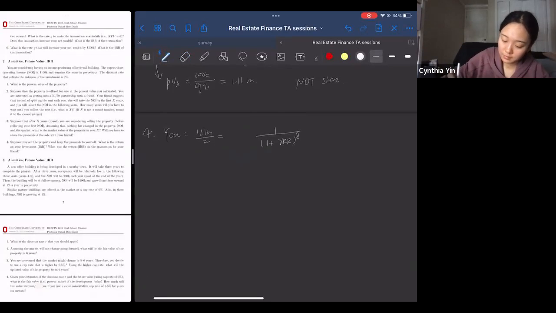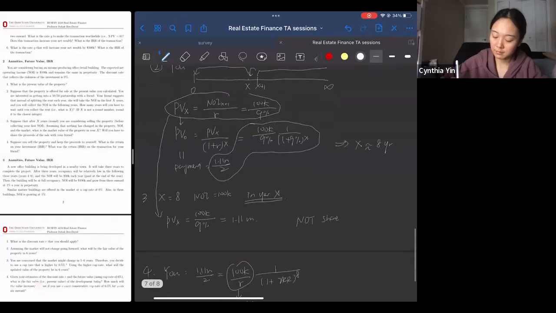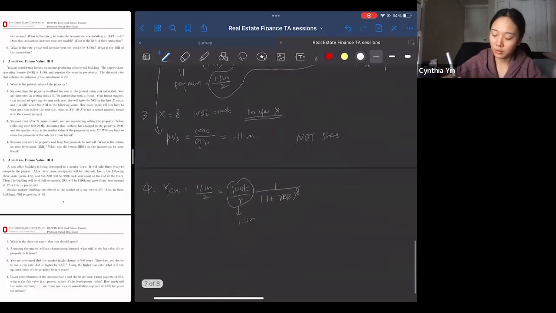Okay, so this part should be 100K divided by R, which is the market R. This part should be 1.11 million. The reason is because you already decide to sell it right away after you get the property. So the value of it is given from question 3. So it's just 1.11 million.